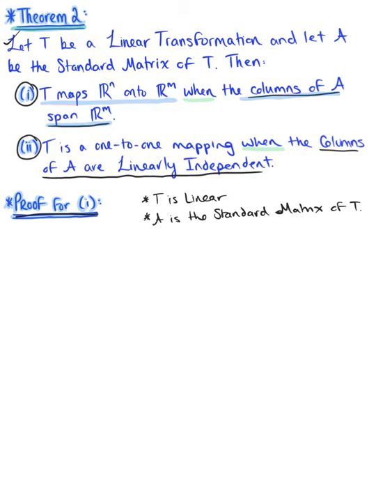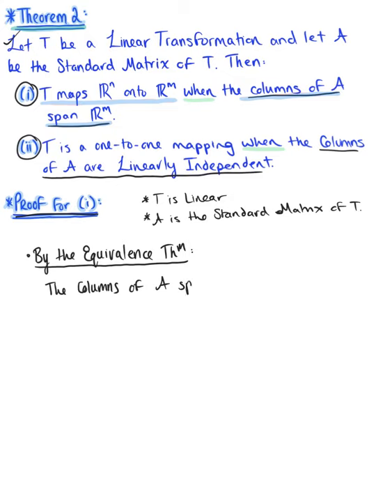So, let's start by thinking about the equivalence theorem that we know and love from matrix equations and vector equations. So we can say, by the equivalence theorem from section 1.4, we know that saying the columns of matrix A span Rm is logically equivalent to saying that for every vector b in the codomain, or for every vector b in Rm, matrix A times vector x equals vector b is consistent. It has at least one solution. So these two statements are logically equivalent.